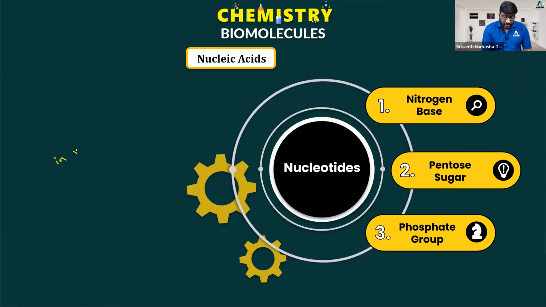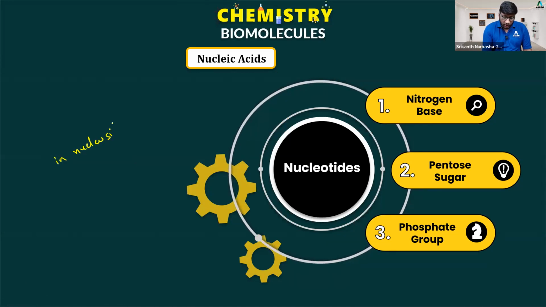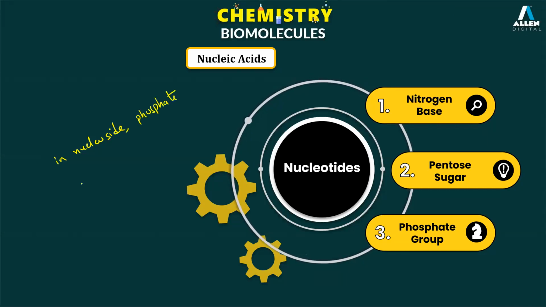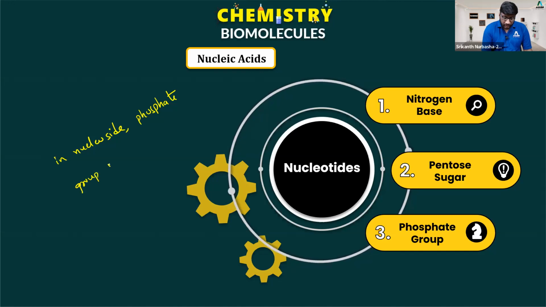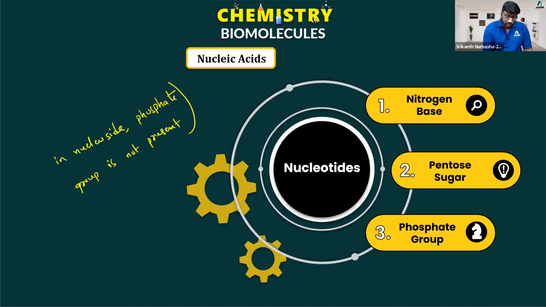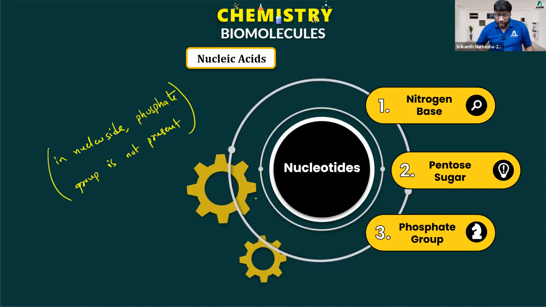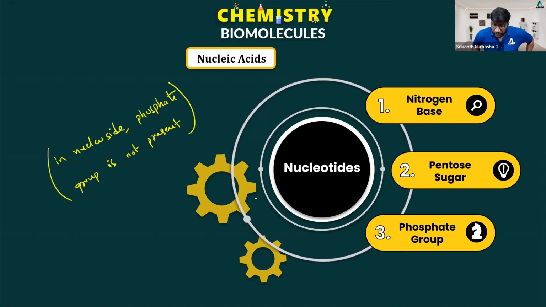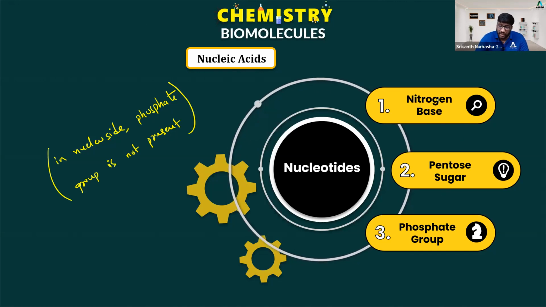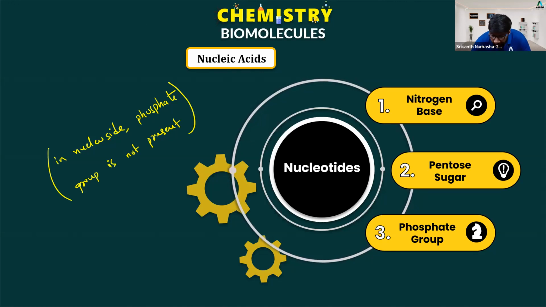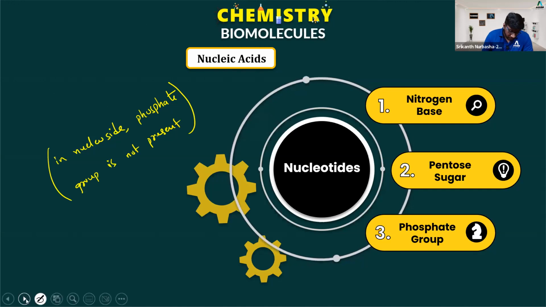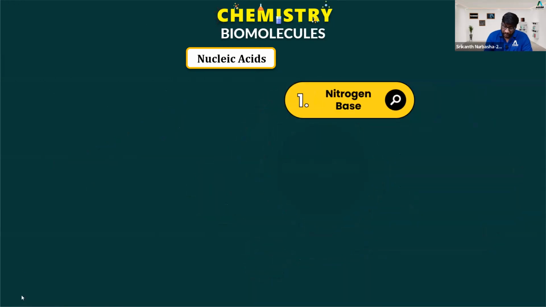In a nucleoside, which will not be there? In a nucleoside, the phosphate group is not present. But nucleic acids are polymers of nucleotides, not nucleosides. So: nitrogen base, pentose sugar, phosphate group. What types of nitrogen bases do we have? Purines and pyrimidines. There are two types of nitrogen bases. Yes or no?